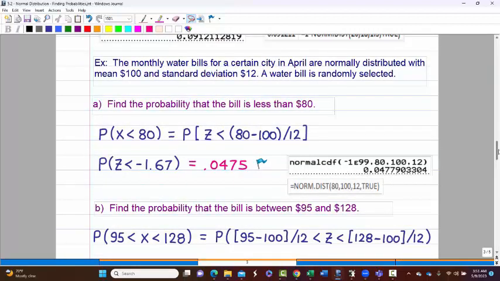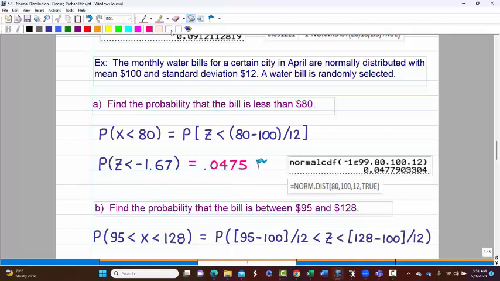Like I said, you're going to see this done in the homework, live action for both ways. All right, mean 100, standard deviation 12. We select a water bill at random. Find the probability that the bill is less than 80.